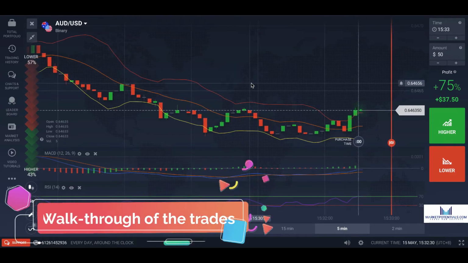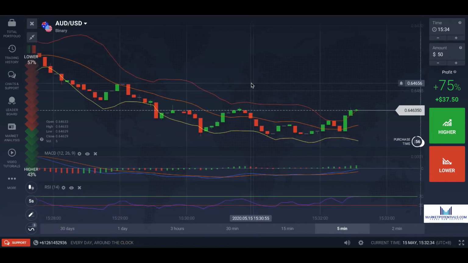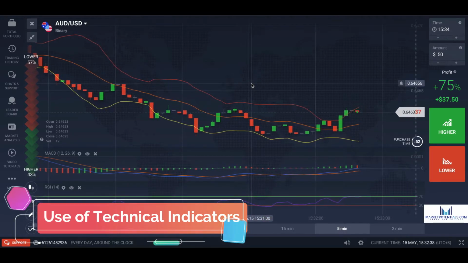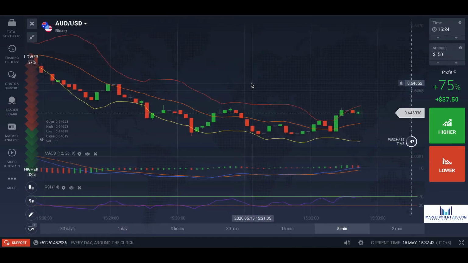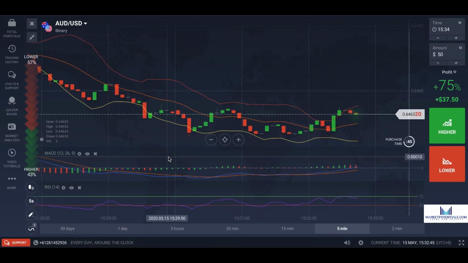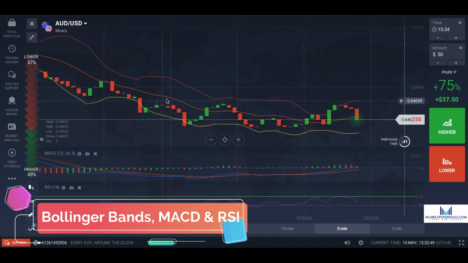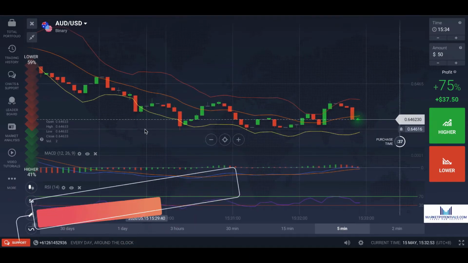The main key point that I want to emphasize here is the use of technical indicators. The kind of technical indicators that I'm using are actually very simple, guys. They are among the most basic of stuff. I rely on the Bollinger Bands, which is basically the red line, the yellow line, and the orange line that you see here, which shows a band of movement, upper and lower.